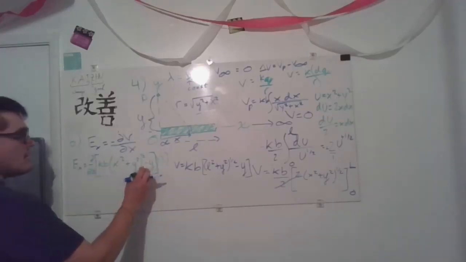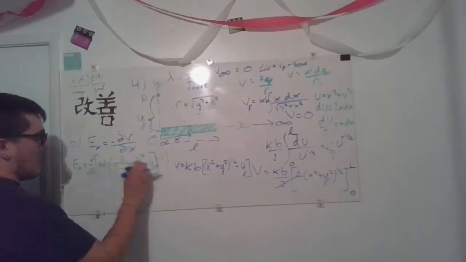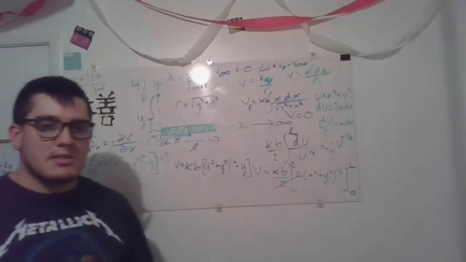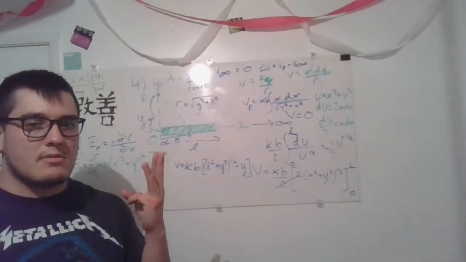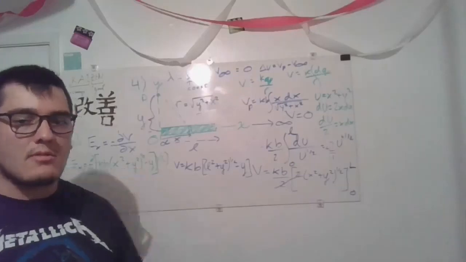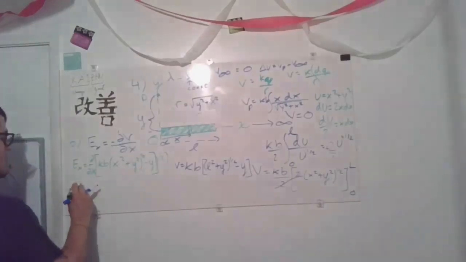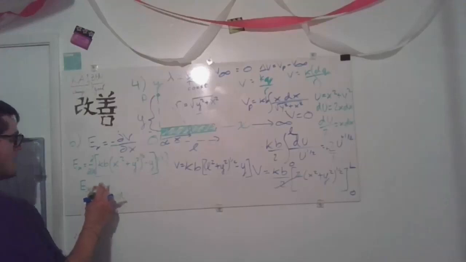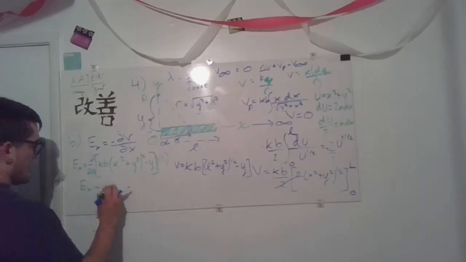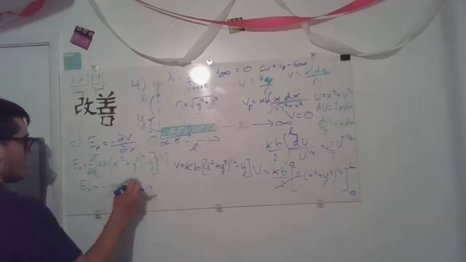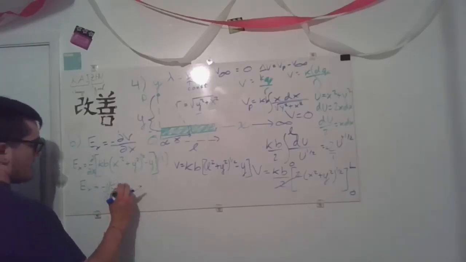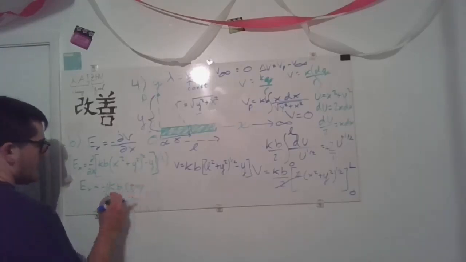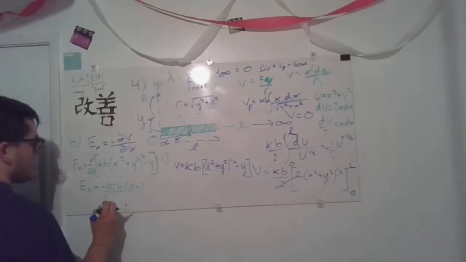Okay, take the derivative. Derivative with respect to this, kb and y are all just constants, right? K constant, b constant, y is a constant. So derivative of a constant, 0. And the derivative of all this will be what? Negative kb. And then you're going to have 1/2. You're going to have the chain rule, 2x. And then it'll be divided by.